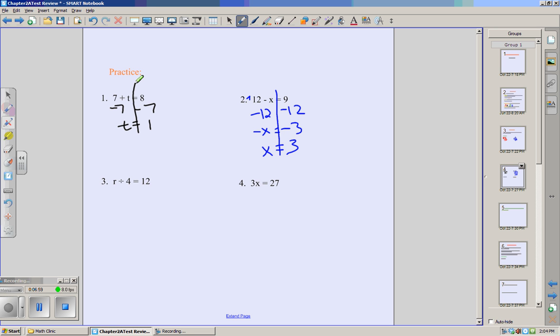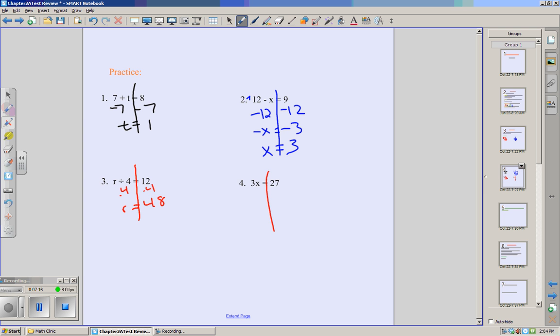My next two problems are pretty straightforward. I have r divided by 4. The opposite of divide by 4 is times by 4. Times by 4, r equals 48. And finally, the 3 and the x.